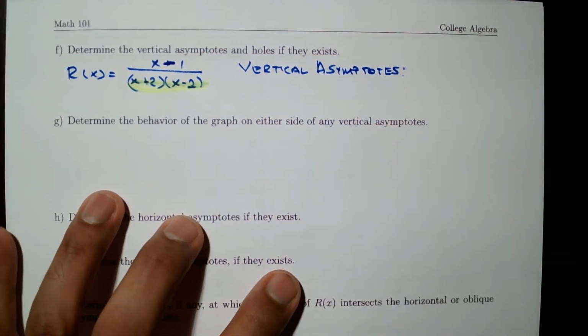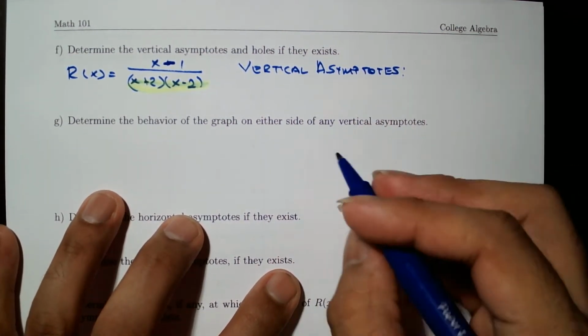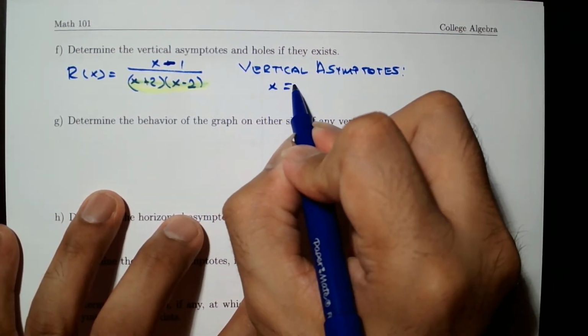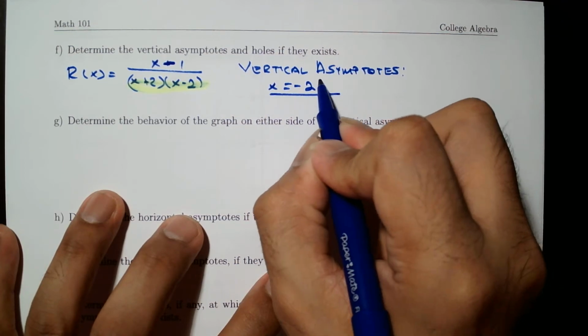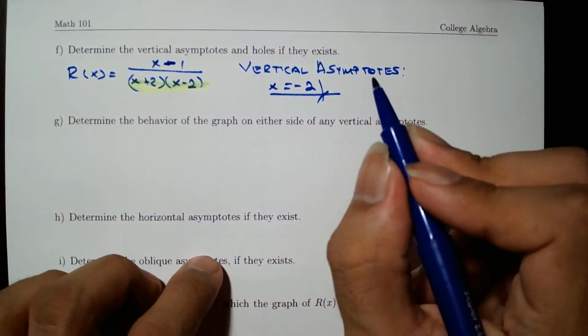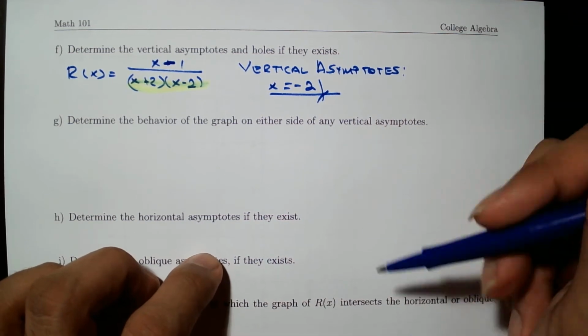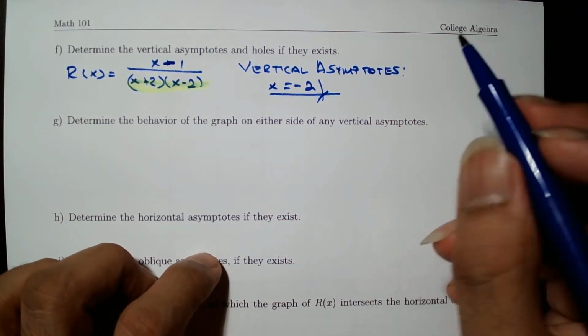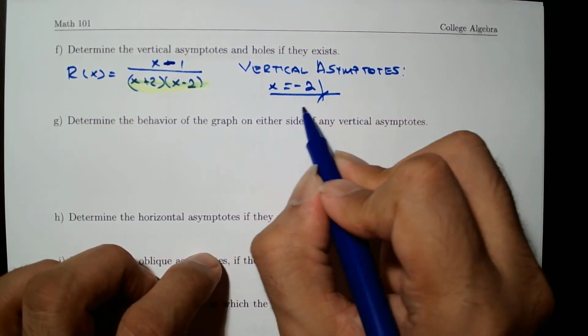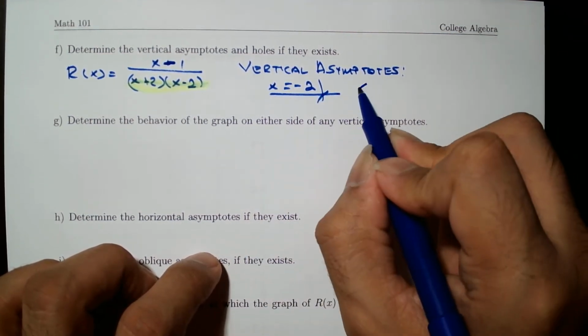For vertical asymptotes, we get x equals negative 2. Again, these are not just negative 2, but actually a vertical asymptote is a line. It's a vertical line represented by a dashed line, and it's described by an equation.